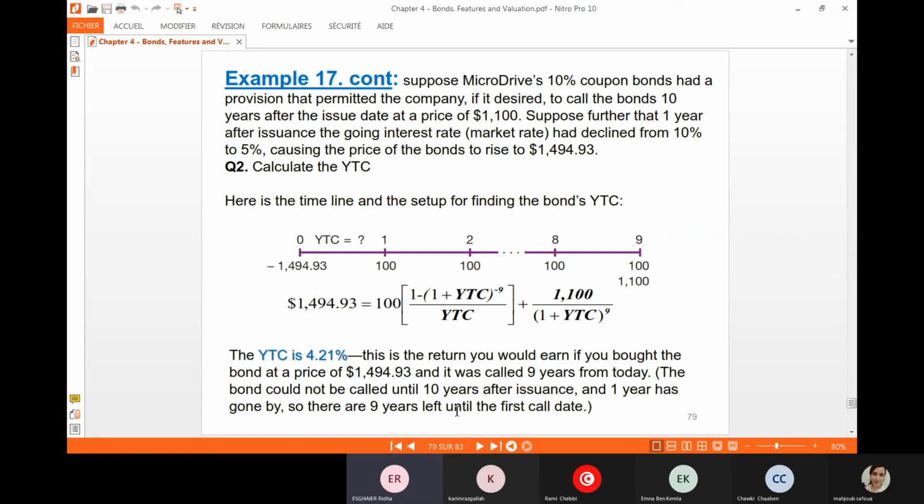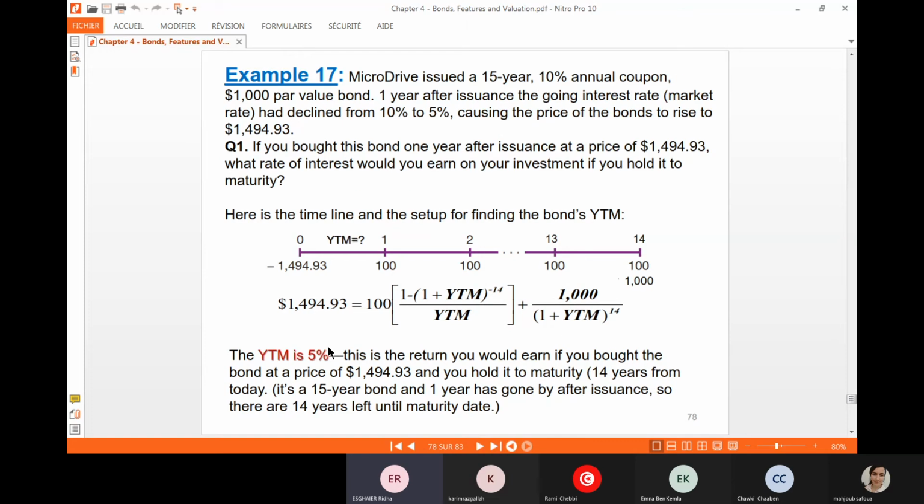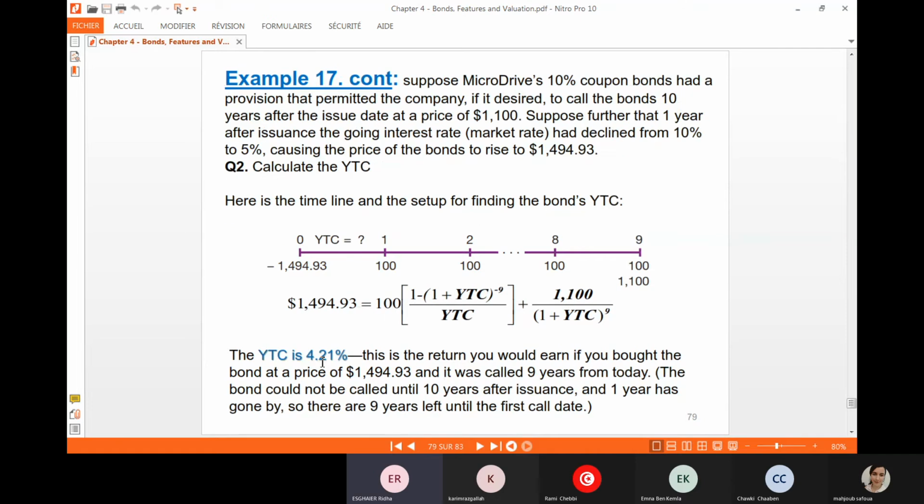In this case, you note that the yield to call, 4.21%, is less than the yield to maturity, which is 5%. When as an investor you expect to earn the yield to maturity or the yield to call, of course you have to take into account that the company can call the bond.